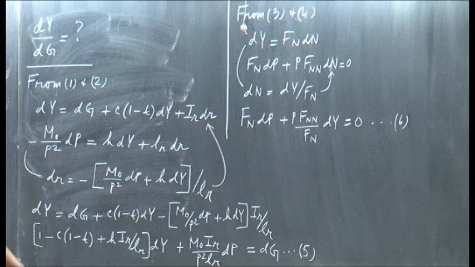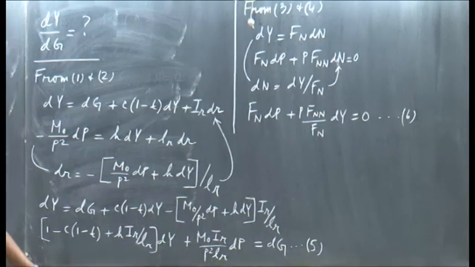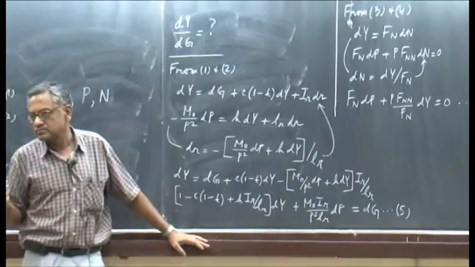Now I have 2 equations only, 5 and 6. I have eliminated dR through substitution, I have eliminated dN through substitution. So I have 2 equations and 2 unknowns, dP and dY.